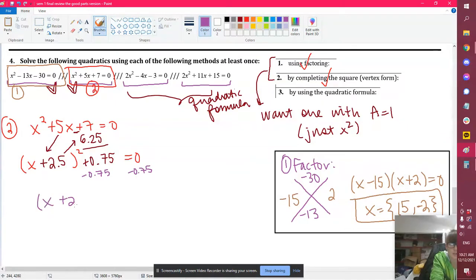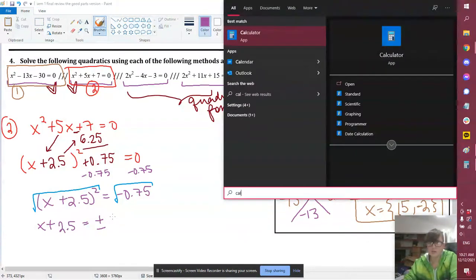because I'm trying to get x alone, so I'm trying to undo everything that's happening to x. I'm going to get rid of the square by square rooting both sides. Those two cancel. This side is now just x plus 2.5. This is when I say it is the plus or minus of the square root of 0.75.